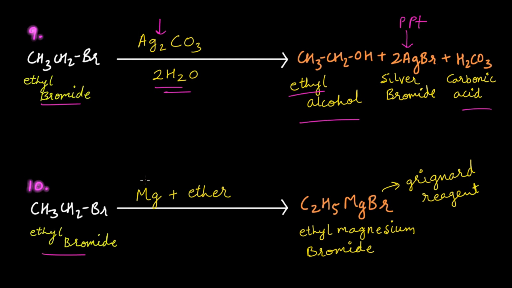When ethyl bromide is treated with magnesium in presence of dry ether, you get C2H5MgBr. This is your ethyl magnesium bromide, also known by the name Grignard reagent. This reaction is really important because it gives you the formation of Grignard reagent. Let's move to the next.